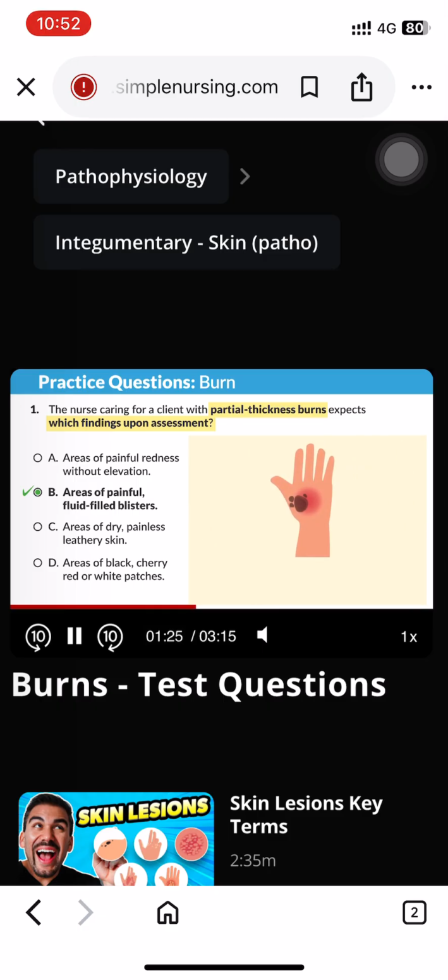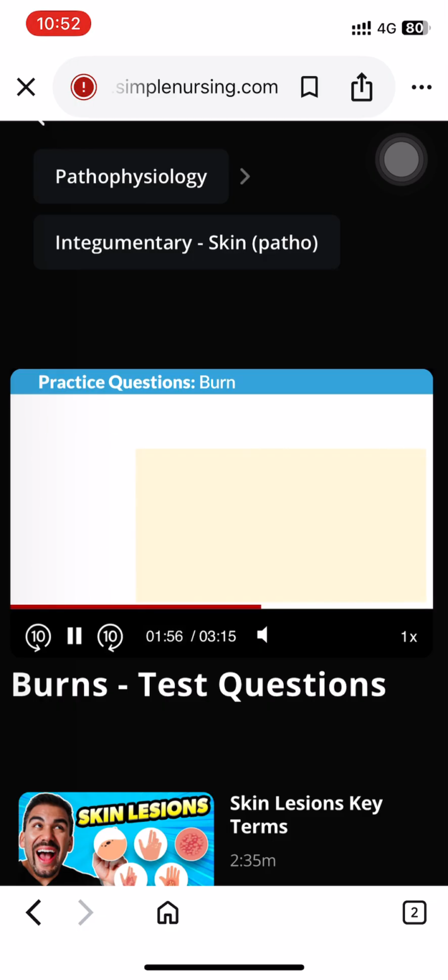Now option C is incorrect. Areas of dry, painless, leathery skin. So this is not mentioning of blisters. Remember, dry, painless skin is usually that of a third-degree problem. Now option D, also incorrect. Areas of black, cherry red, or white patches. No, so this is incorrect because areas of black skin can either be third or fourth degree, but it's most likely fourth degree. Now moving on to question 2.